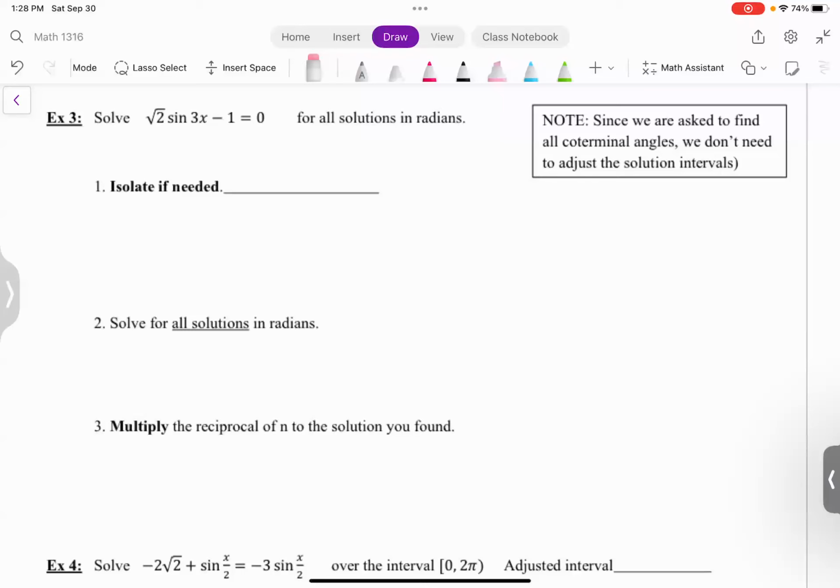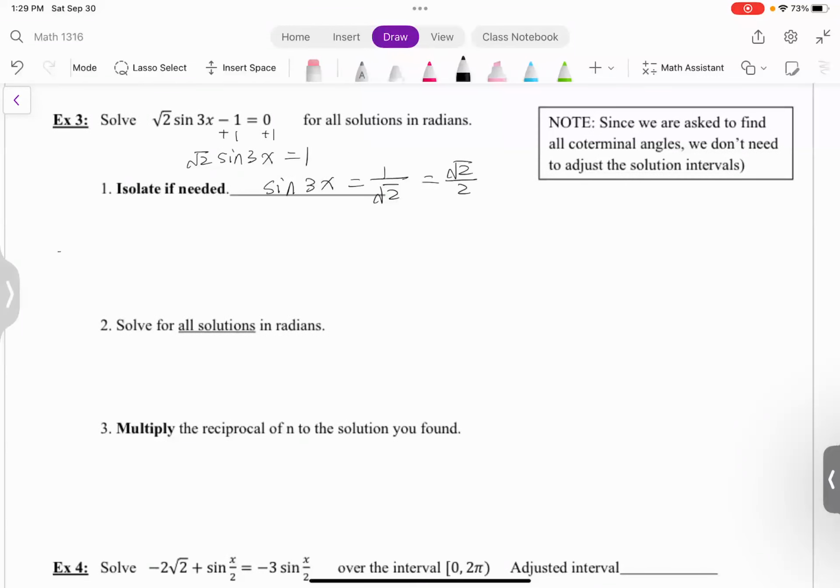But the first step, I still need to solve for sine 3x first, then solve for 3x, then solve for x. Let's isolate the sine 3x first. We need to add 1 to both sides. We have square root of 2 sine 3x equals 1, and then divide by square root of 2 on both sides. I'm having sine 3x equals 1 over square root of 2. That is square root of 2 over 2. Okay, so sine 3x equals square root of 2 over 2.